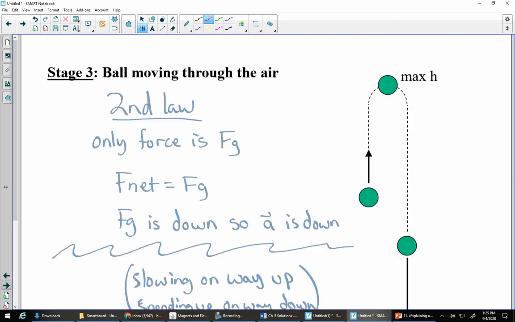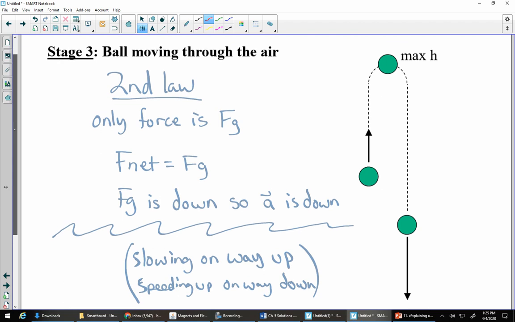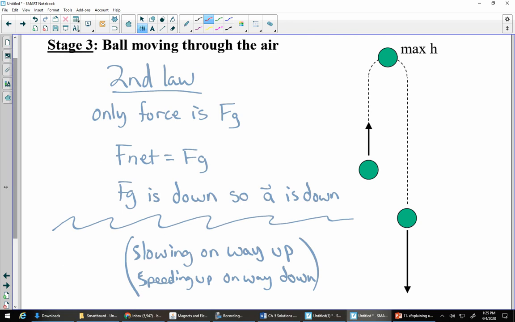Cool. Stage 3, the ball is moving through the air. So this one is Newton's second law, and this is probably the thing that people find most confusing. While it's moving through the air, the only force that's acting on it is the force of gravity. So this is very, very important. The only force that's acting on it is the force of gravity. People say, well, then why is it moving upwards? Well, it's still got inertia. Its motion is still upwards, at least to start.